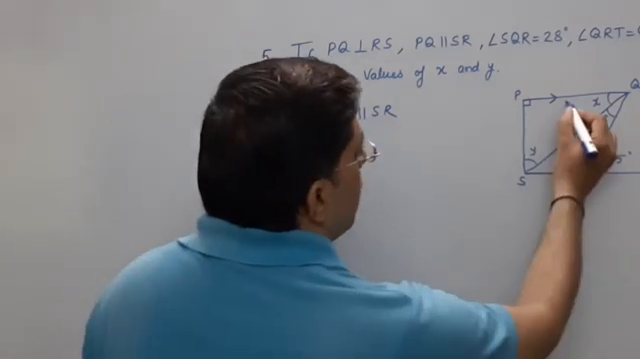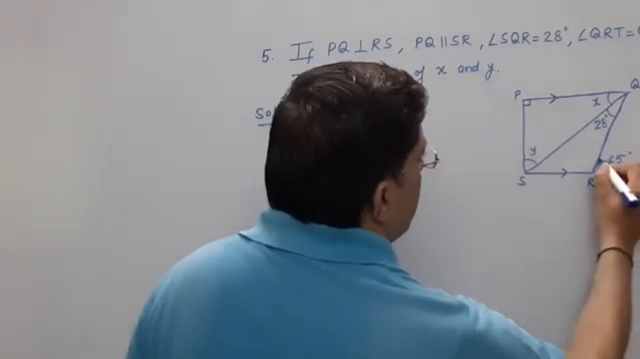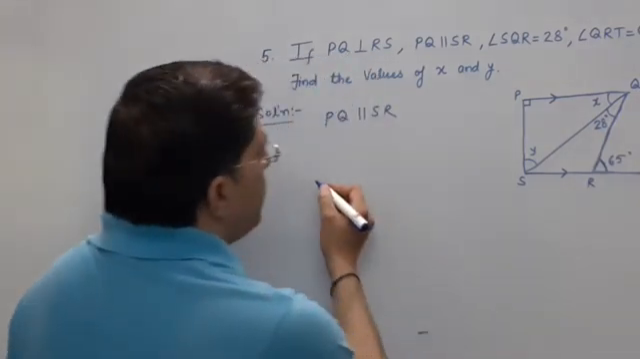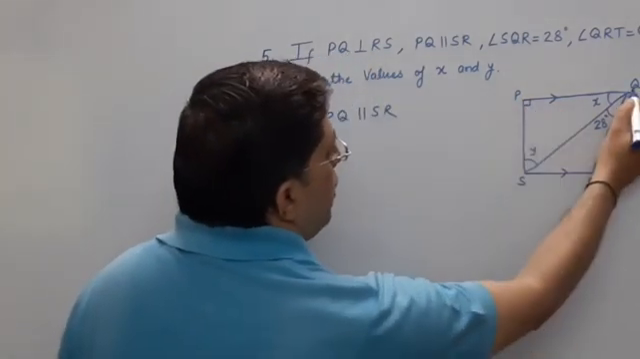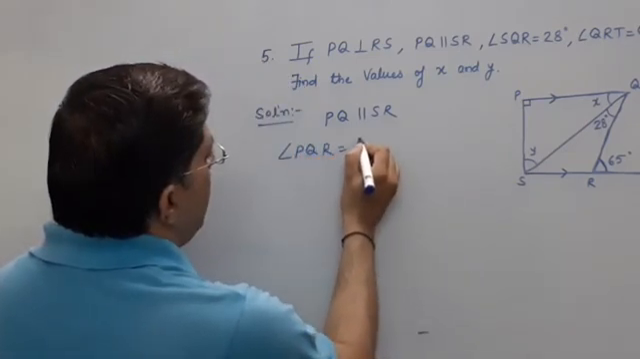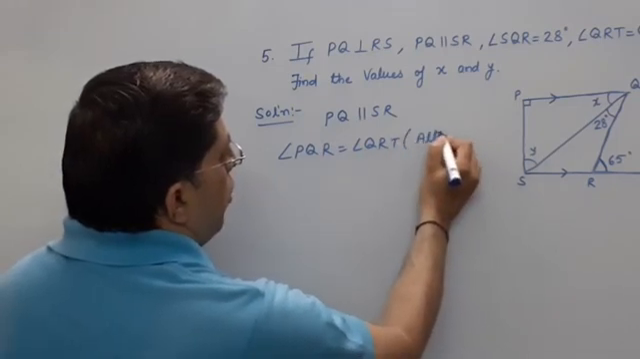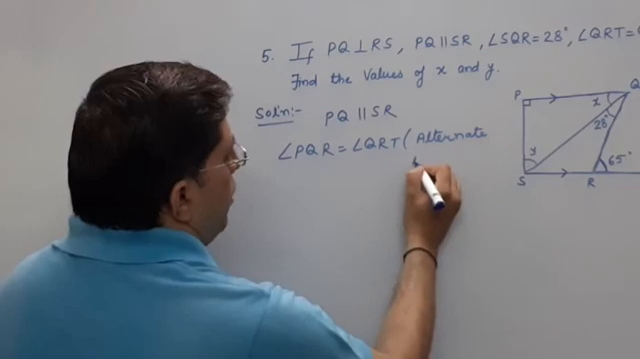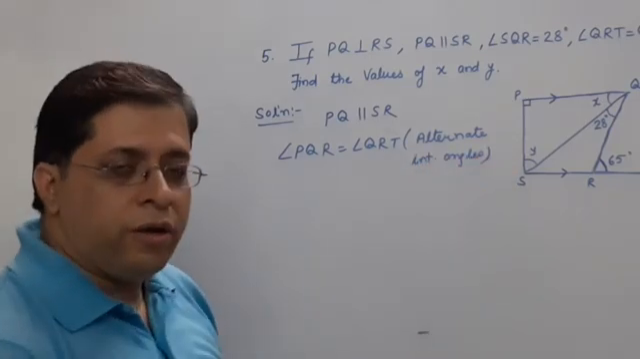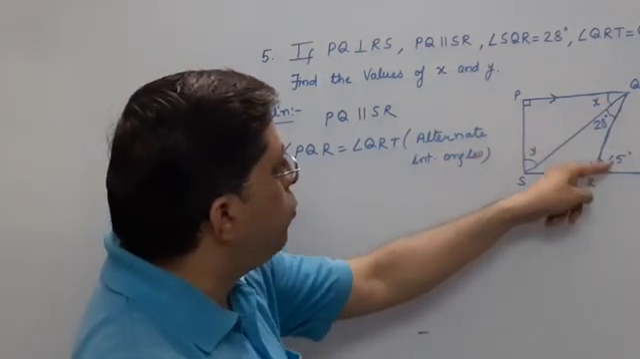Okay. See here. Now this is PQ and this is your transversal line. So angle QRT is equal to angle PQR. Angle PQR will be equal to angle QRT by reason of alternate interior angles. Okay, this is your alternate interior angle.